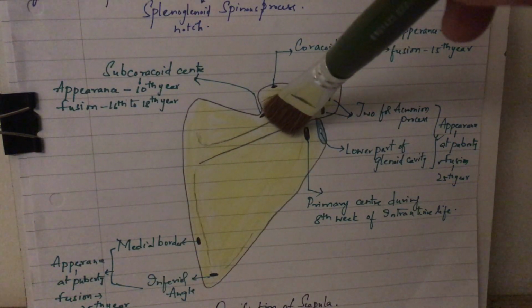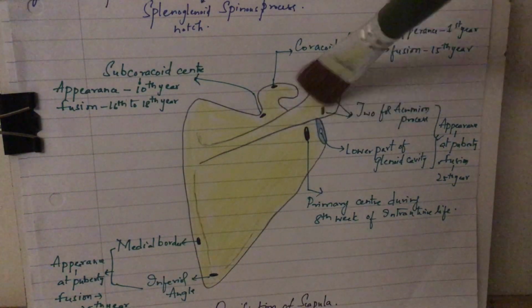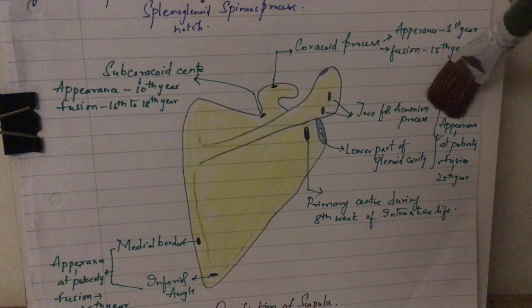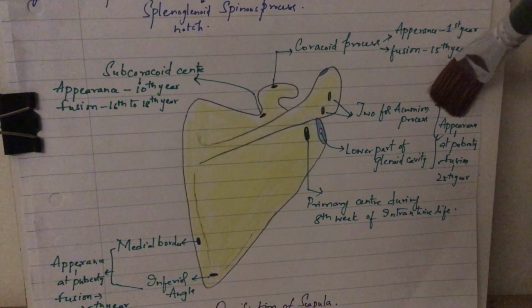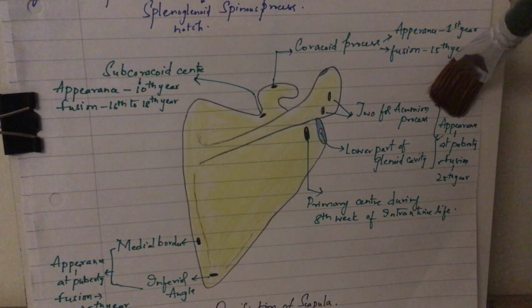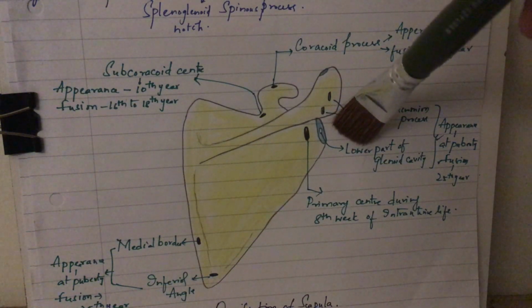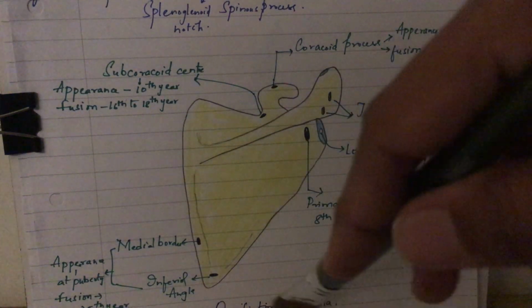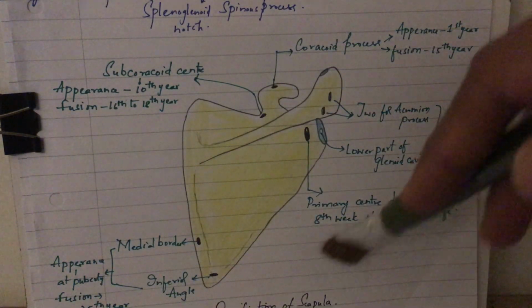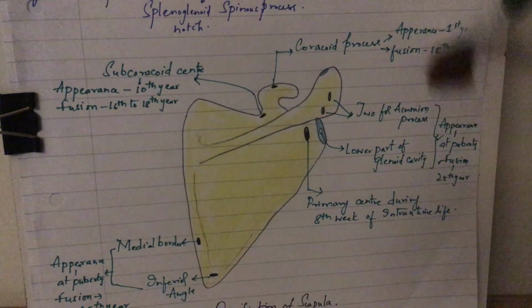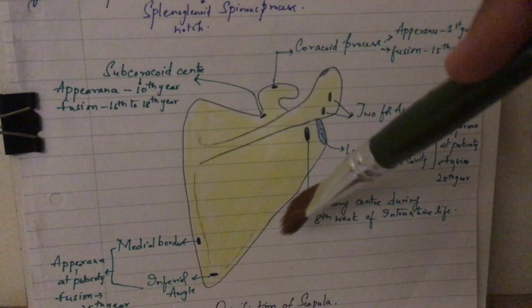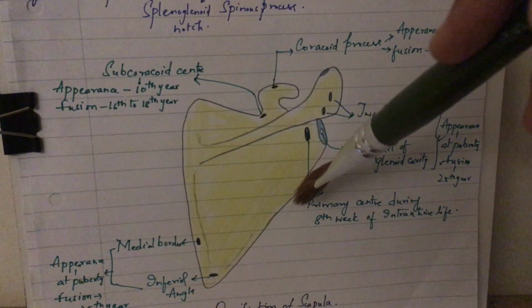The other centers include 2 for the acromion process, and 1 for the lower two-thirds of the margin of the glenoid cavity, and 1 for the inferior angle. They appear around puberty and fuse around the 25th year.